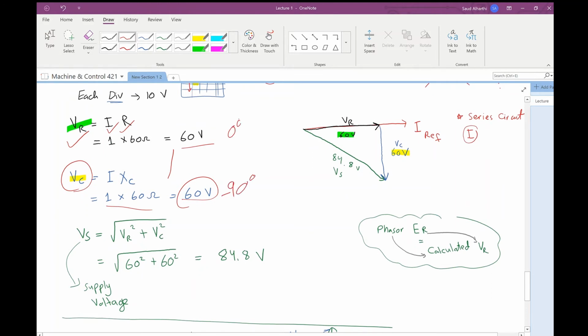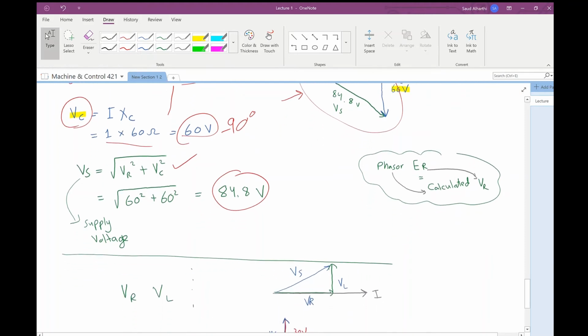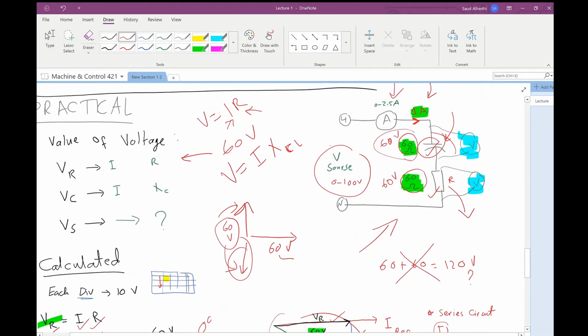Here, 0 degree. So this is the voltage across the resistor with 0 phase shift, and this is the voltage across the capacitor, 60 volt with minus 90 degree phase shift. Now, if I want to add them together, I will use Pythagoras' theorem: 60 squared plus 60 squared, all under the root, and we will get 84.8 volt. This is the supply voltage, 84.